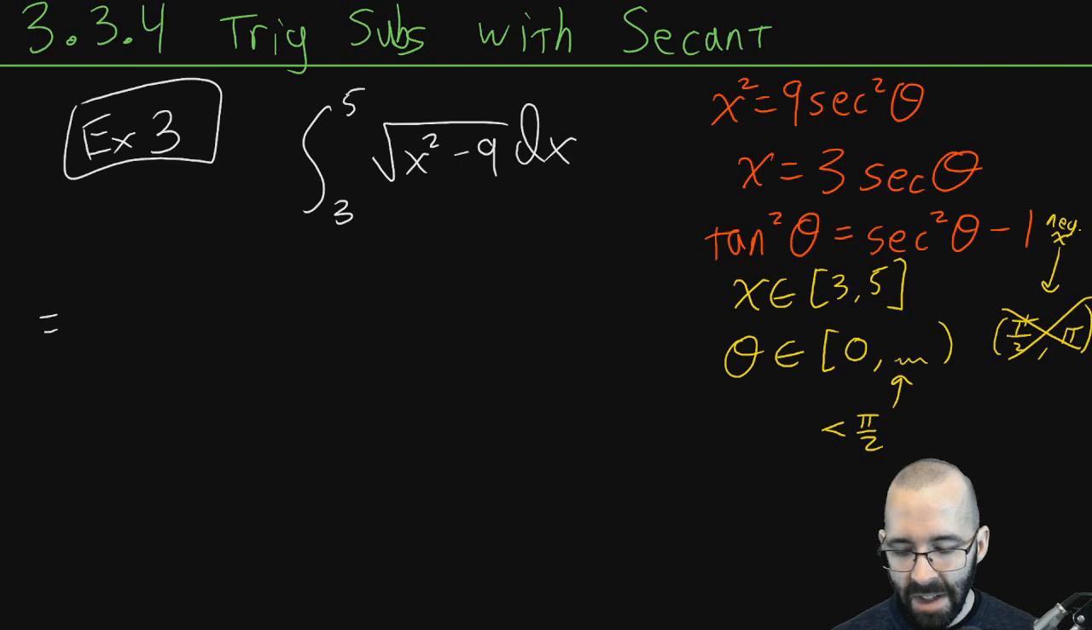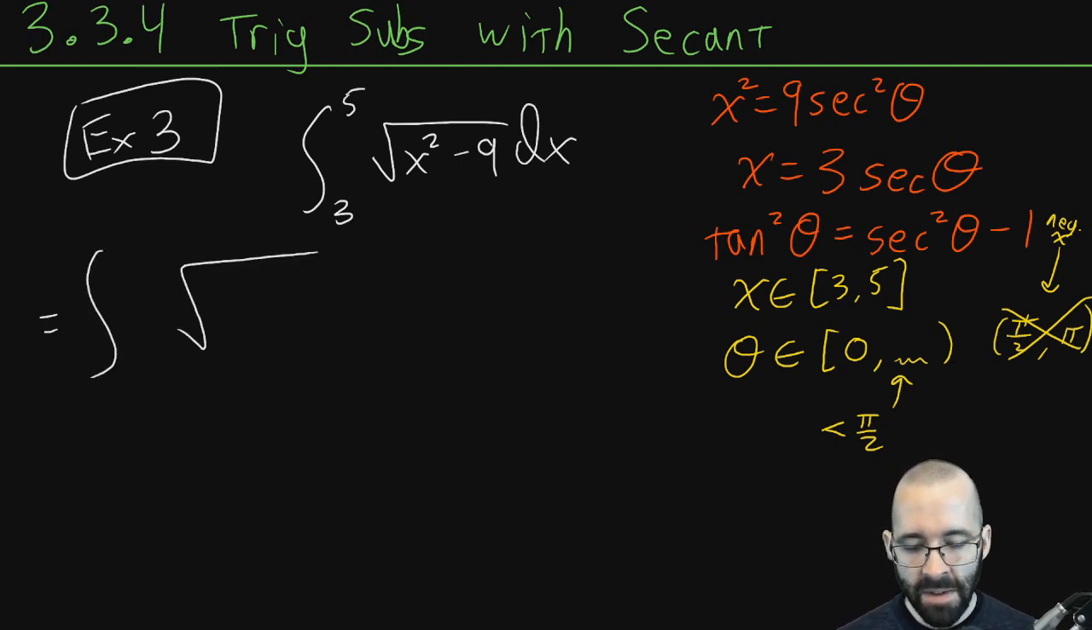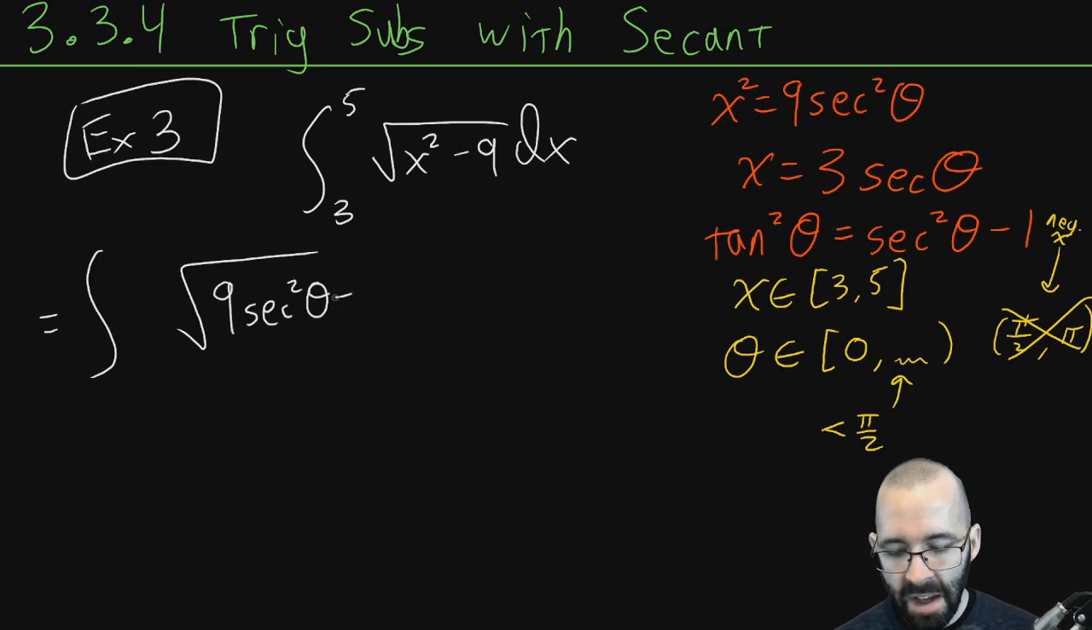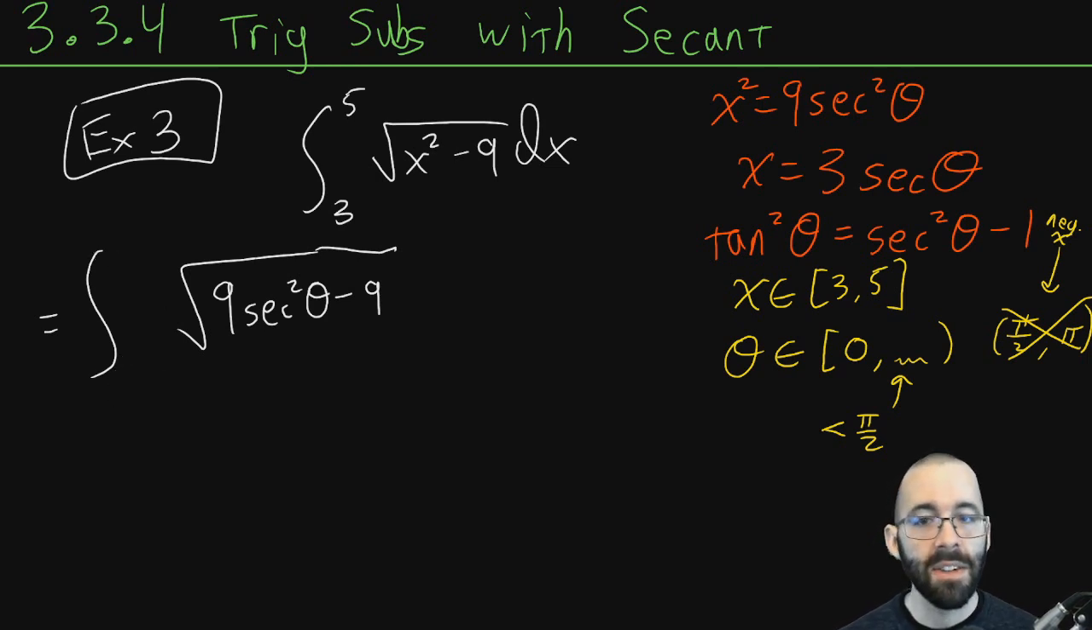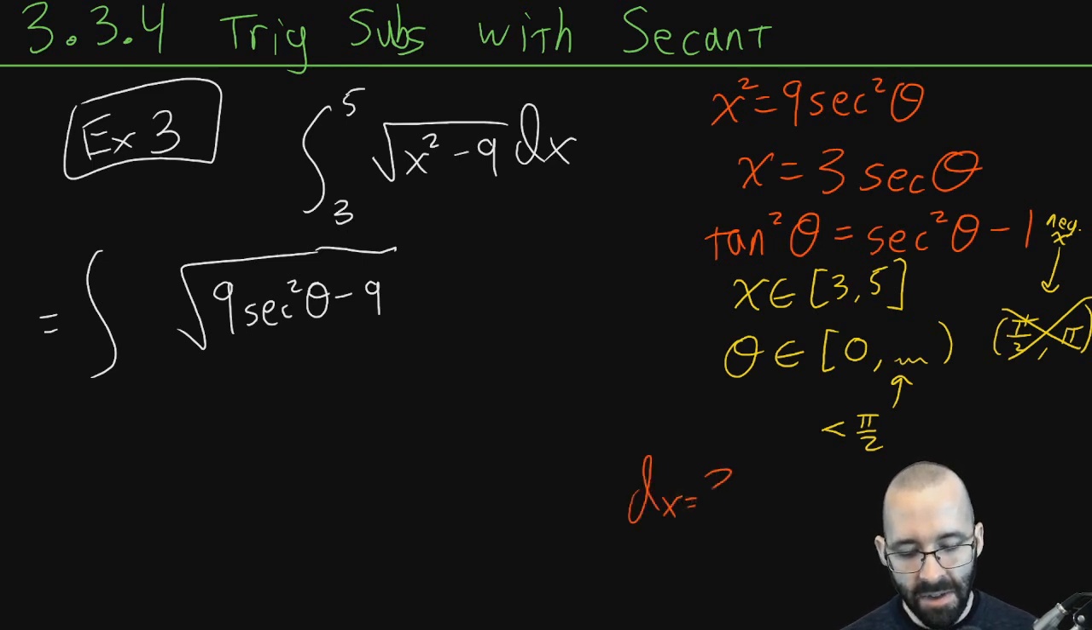So when we do the trig sub, what do we get? Well, this becomes x squared, and x squared is 9 secant squared theta minus 9. dx, oh, we didn't write that down. And we need our limits of integration too. Oof, lots going on. The dx is 3 secant theta tangent theta d theta.